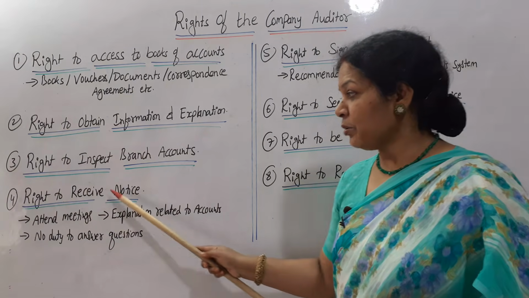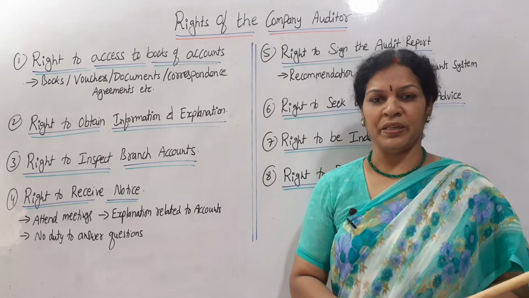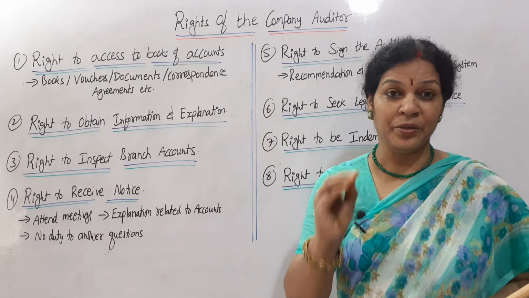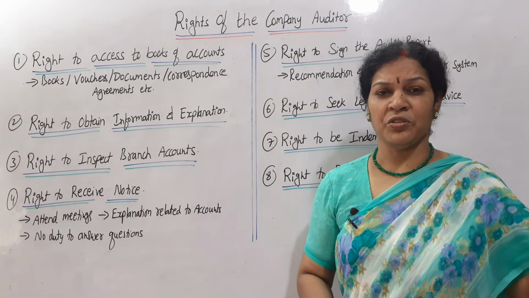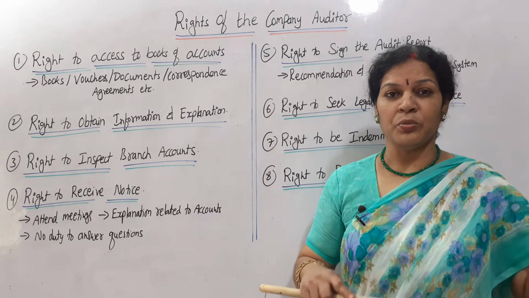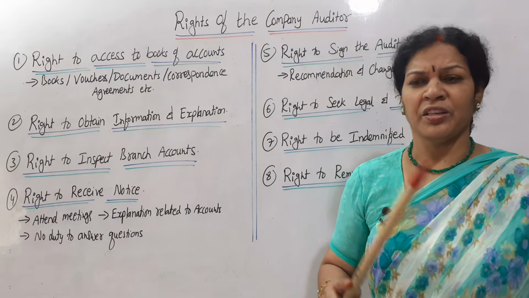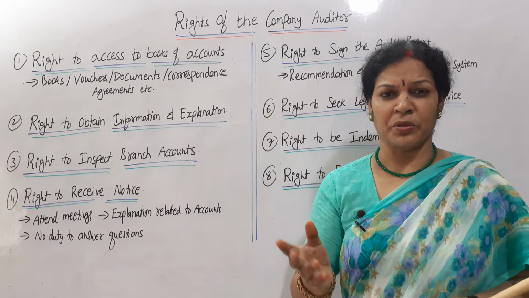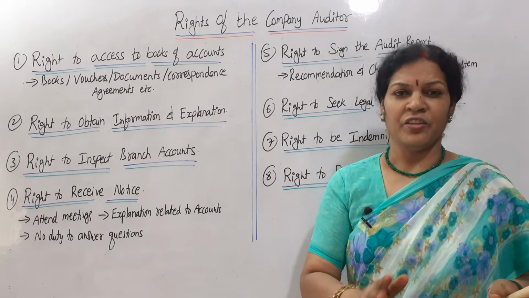Next one is the right to receive notice. As long as the auditor is working in a particular company, the auditor is also part of the company. The auditor has every right to receive notice. What kind of notice? If the company holds meetings, takes resolutions, or makes any kind of changes, all this information must also be given to the auditor. He has the right to receive every notice, especially of general meetings, general body meetings, special resolutions or extraordinary meetings. He has to get all the information.